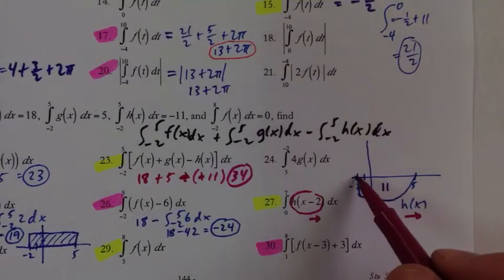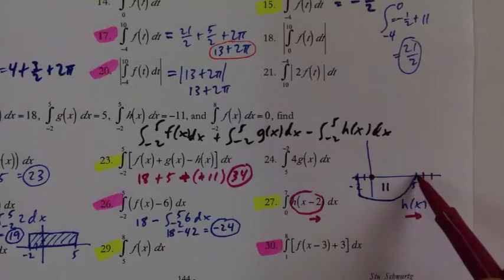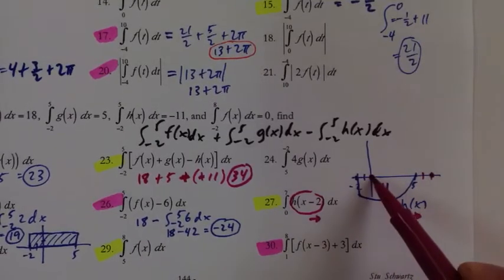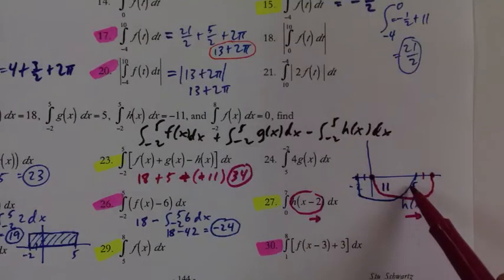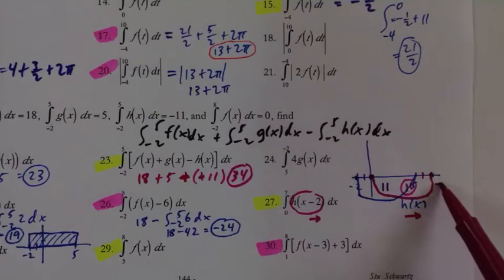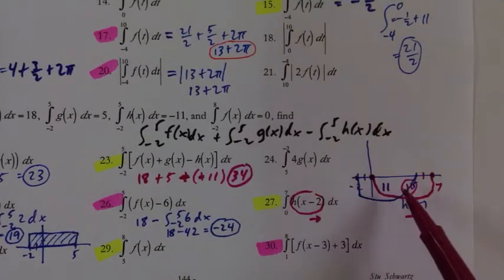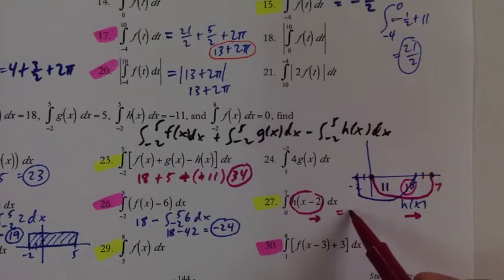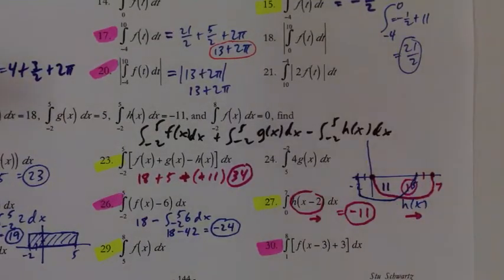So if we take this point here and we move it 2 units to the right, we get that one. 5 moved 2 points to the right, we get that one. And then we get the same graph, which has an area of 11, which means that the integral from 0 to 7 now of h of x minus 2 is the same as the integral from negative 2 to 5, which would be negative 11. How about that? Okay.